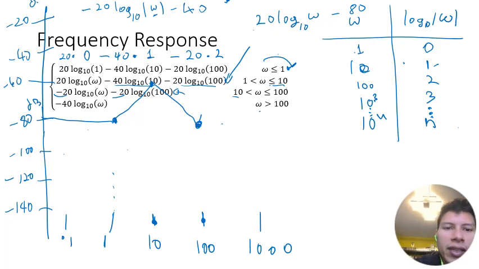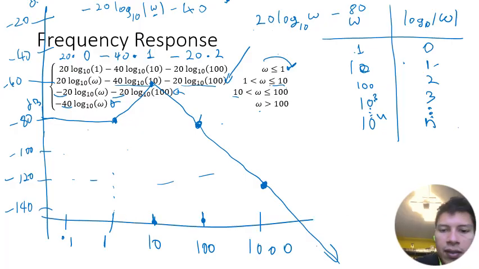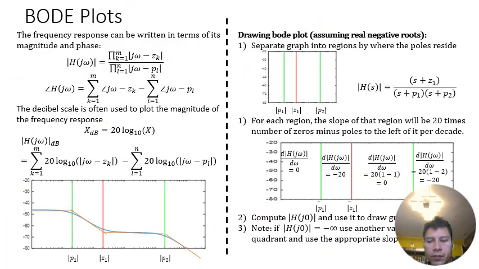And now we've got to do this last expression, which you have negative 40 omega. So basically, this becomes, if we evaluate it at 10 to the 3, negative 40 times 3, that's negative 120. So we're going to go down to negative 120, and then it just keeps going down. So that's going to be our frequency response plot for the magnitude. So that's it. That's basically how you plot these Bode plots.